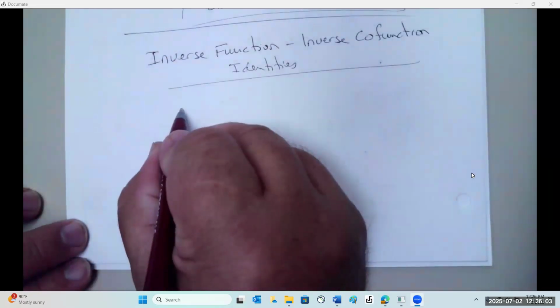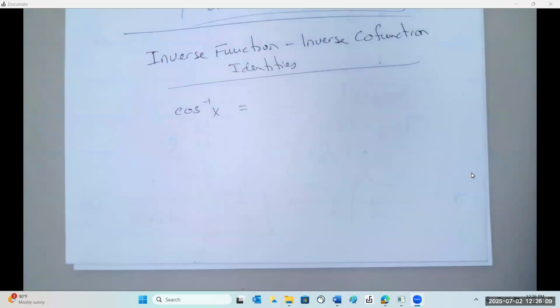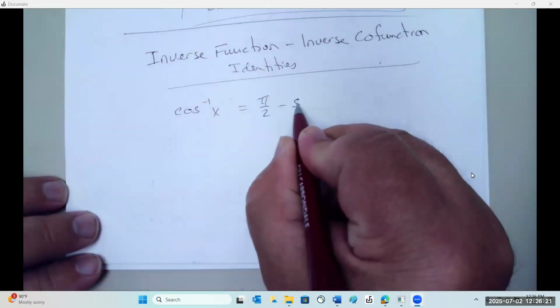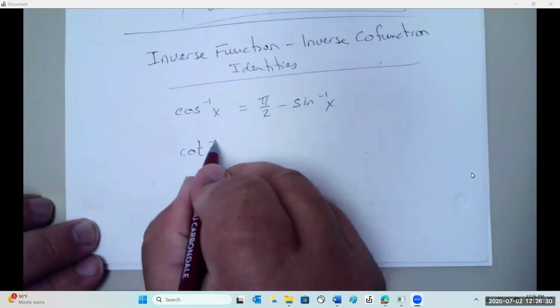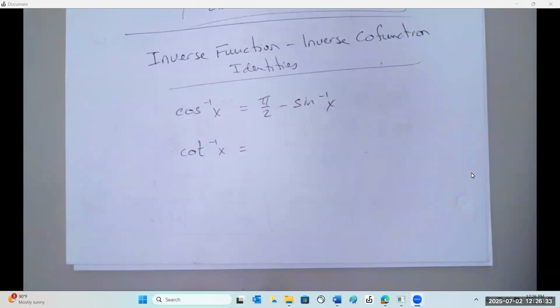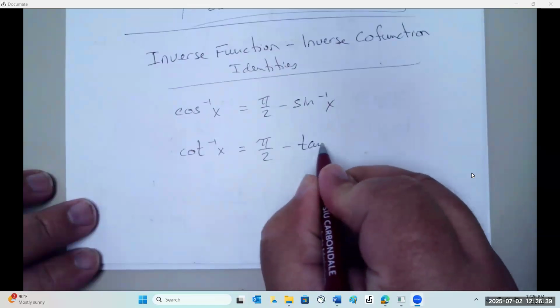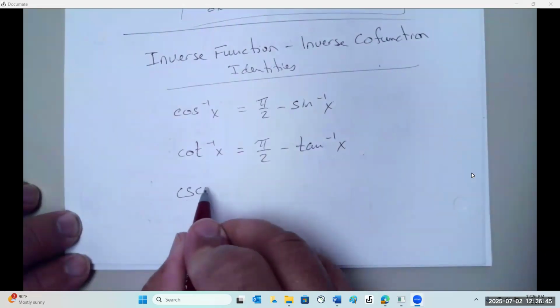We've talked about some of them already. So the inverse function of cosine is equal to, remember the graphs of sine and cosine? What would I have to do to one function to make it look like the other? I would have to take the sine function and shift it over pi over 2 units. The cotangent function: how are the cotangent and tangent function related? Well, they're a shift of 90 degrees, as well as the cosecant function.